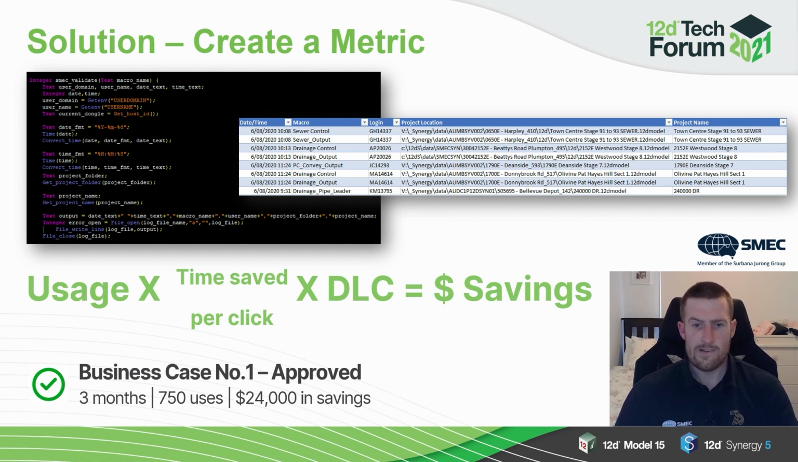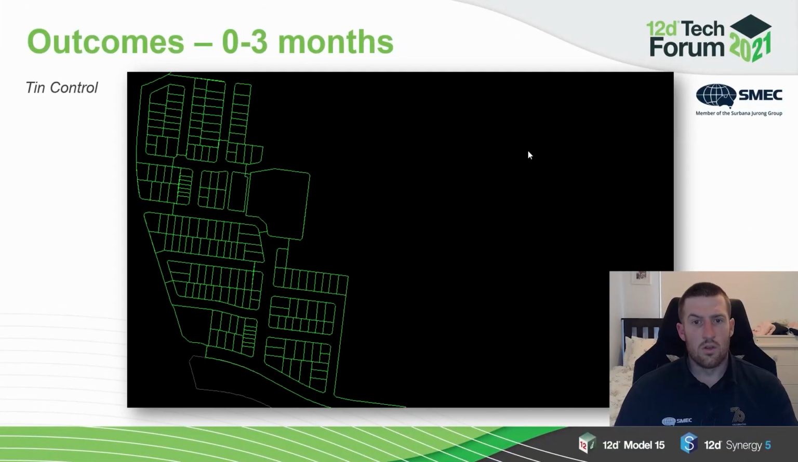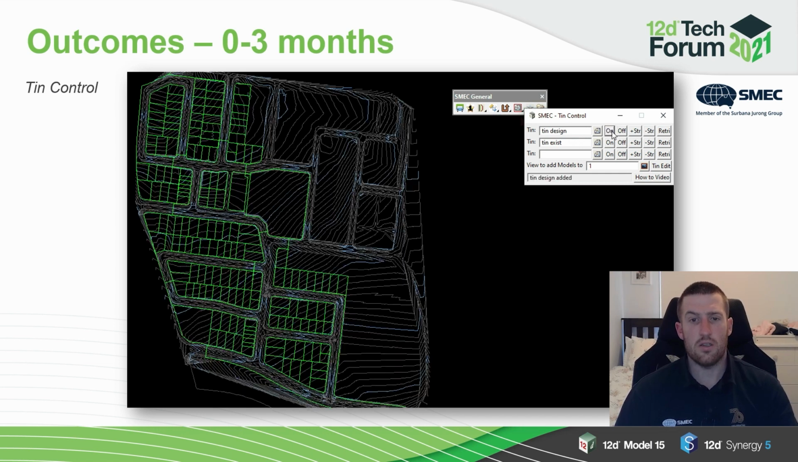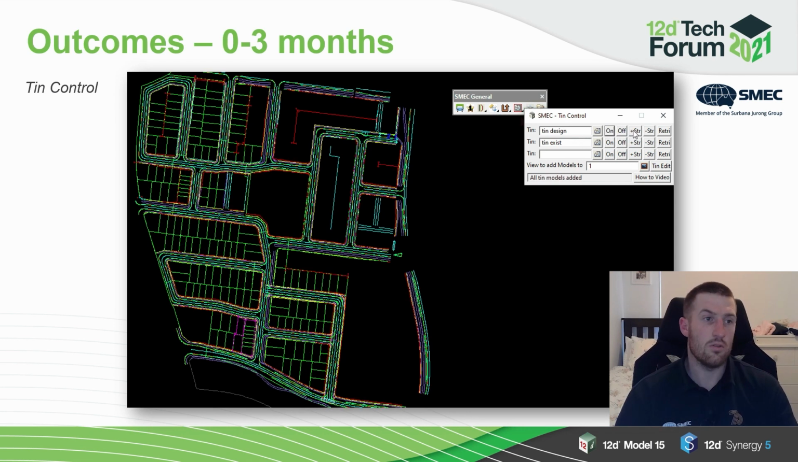Within 3 months, we had 750 uses of the macros, and we'd estimated that we'd save roughly $24,000. Adding this data to the business case saw it was actually successful, and I attained 2 months of full-time development for our urban engineering team. So the first 3 months, we started building, and here are some of the ones that we created.